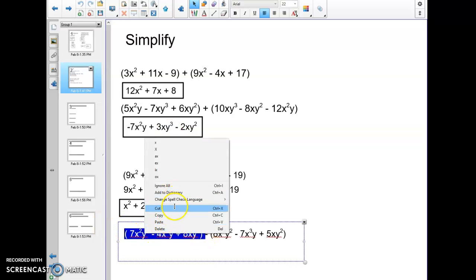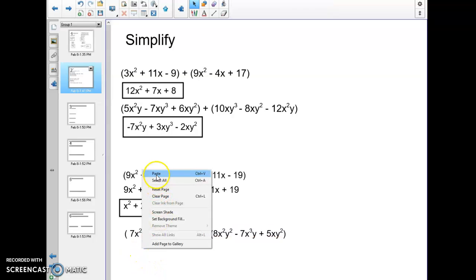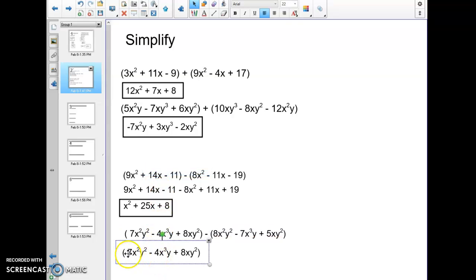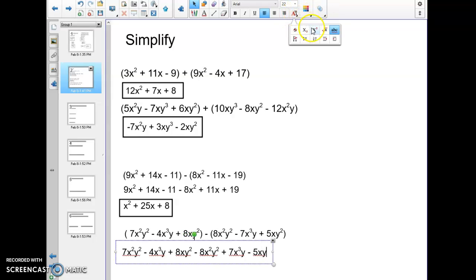Our next one, same deal. I'm going to copy down the first part. And then I'm just distributing the negative. So it's minus 8x squared y squared, and then plus 7x cubed y, and then minus 5xy squared. And we're literally just combining like terms.